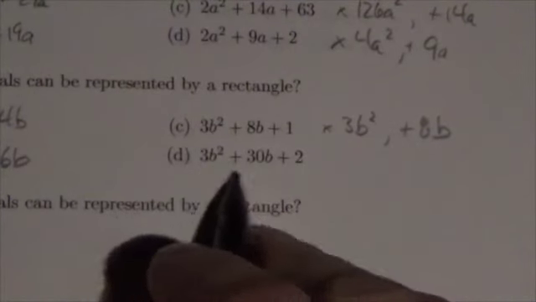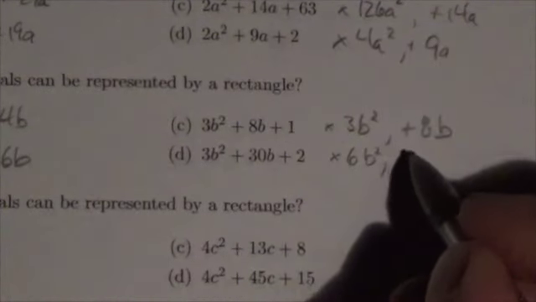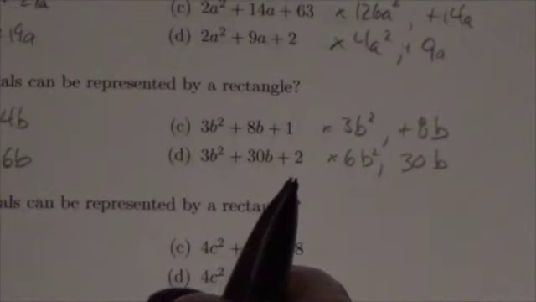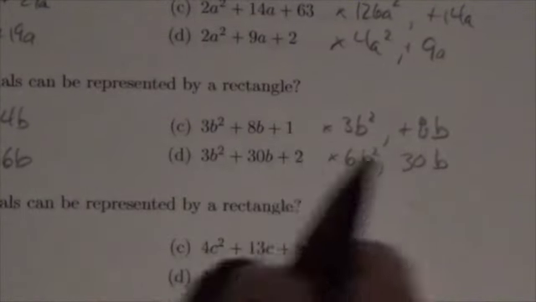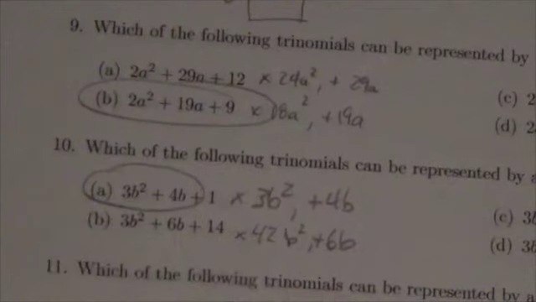Here, 3b squared times 2, we're looking for two numbers whose product is 6b squared, but whose sum is 30b. Well, we run into the same situation as we did in C. That's just not going to work here. Your factors of 6 can't add up to 30. So without even having to go through and do the factoring, I know that the answer here has to be A, because that's the only one that even has a vague possibility of working.